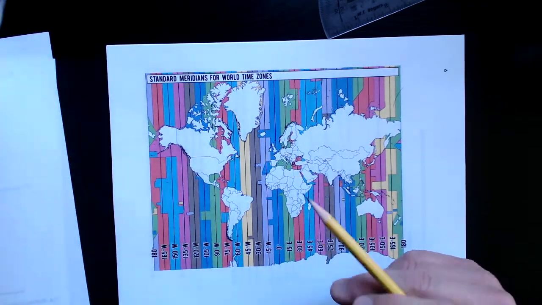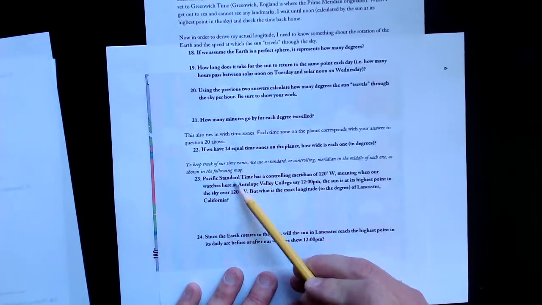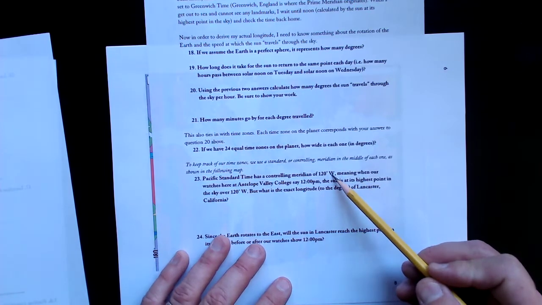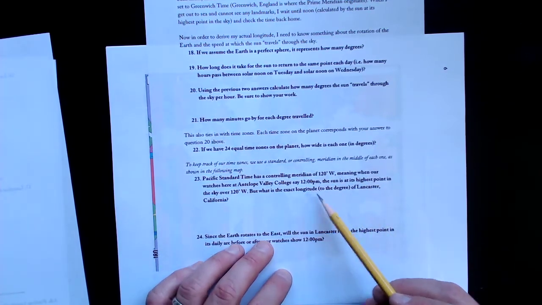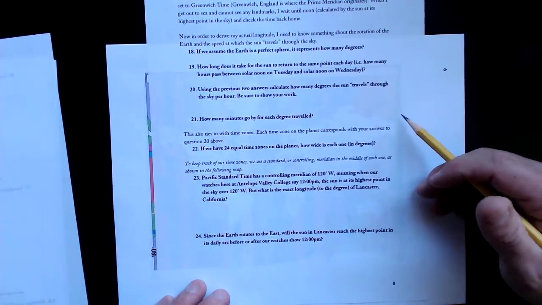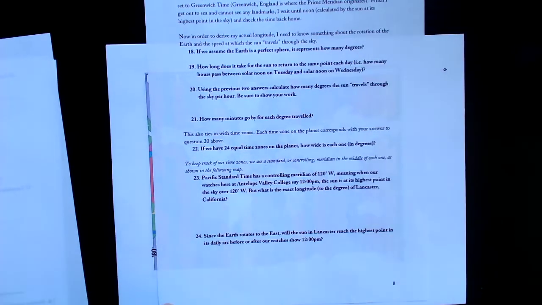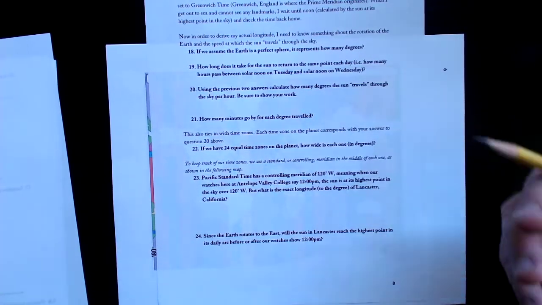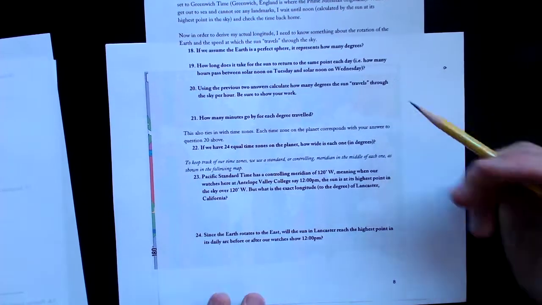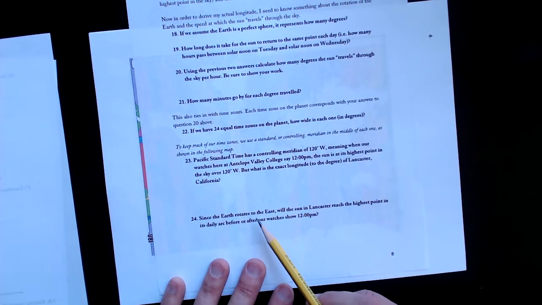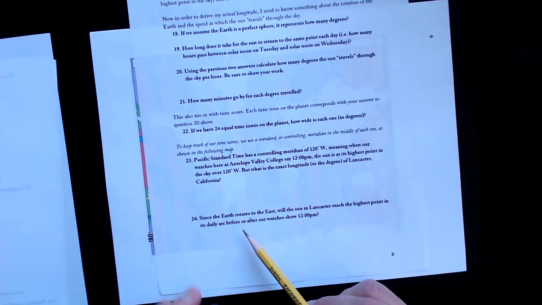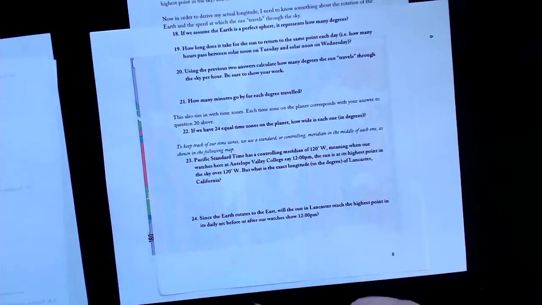Okay, and this controlling meridian, or again, standard means the same thing, is 120 degrees west. But what is the exact longitude to the degree of Lancaster, California? I want you to be thinking about what it means when our watches say noon, but where is the sun in the sky? Is it at its highest point here in Lancaster? What's the difference? The second question in here: since the Earth rotates to the east, will the sun in Lancaster reach its highest point in its daily arc before or after our watches show 12 noon, 12 p.m.?